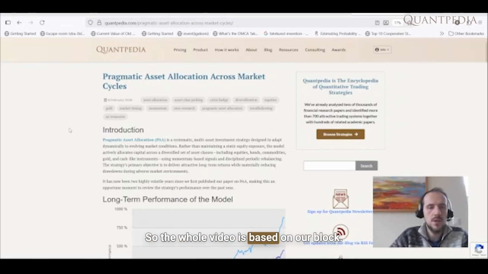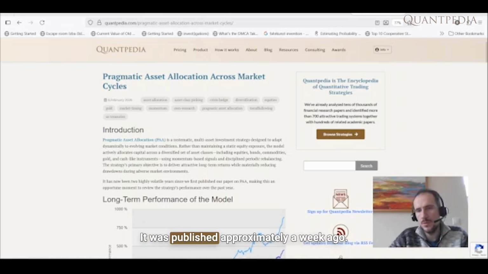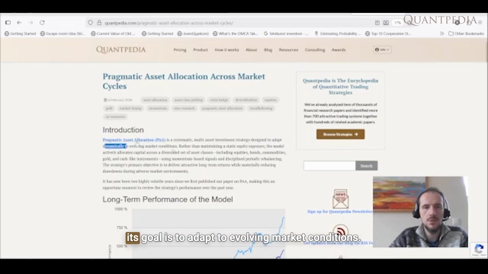So the whole video is based on our blog. It's called Pragmatic Asset Allocation Across Market Cycles. It was published approximately a week ago. What is pragmatic asset allocation? It's a systematic multi-asset investment strategy. It's a tactical asset allocation strategy, so its goal is to adapt to evolving market conditions.